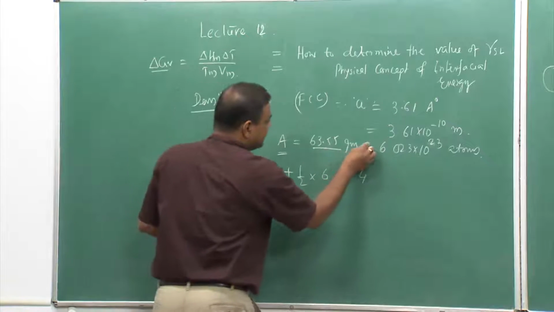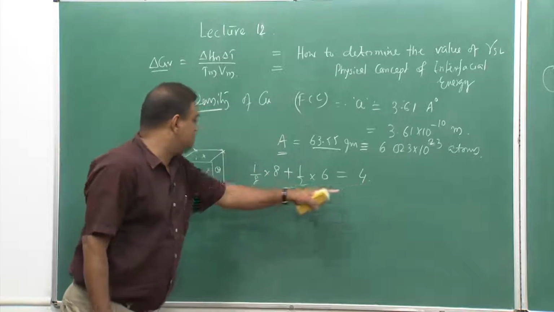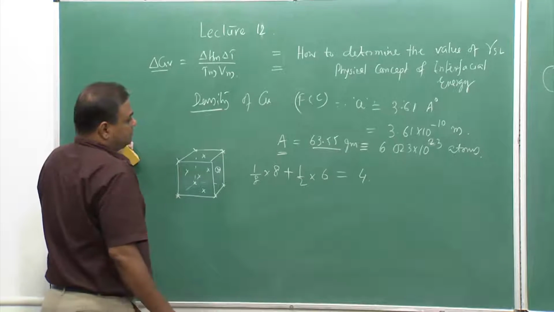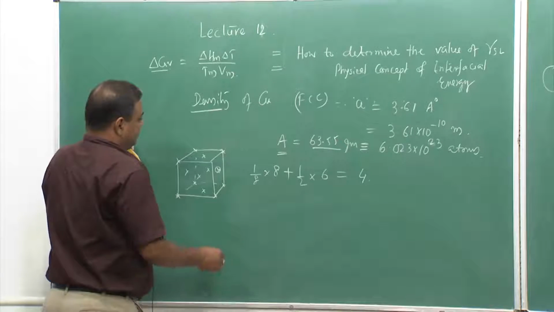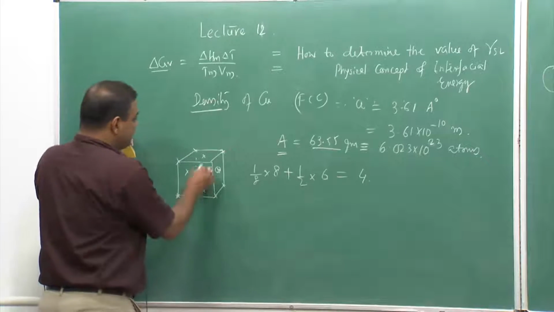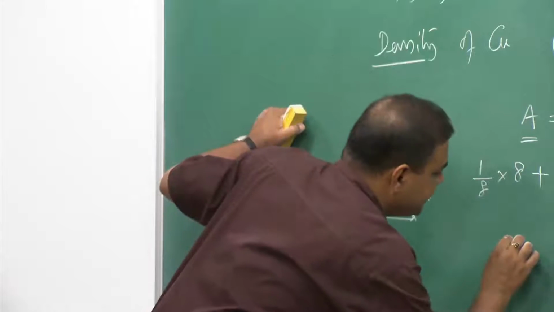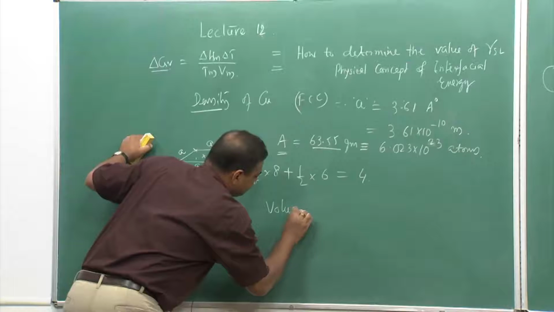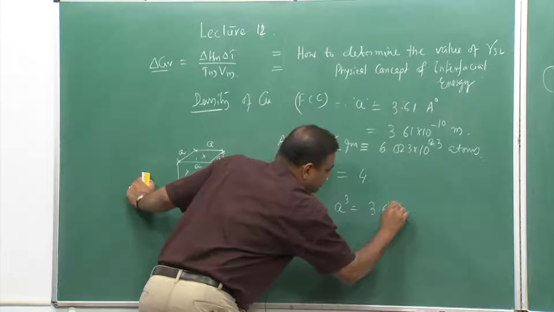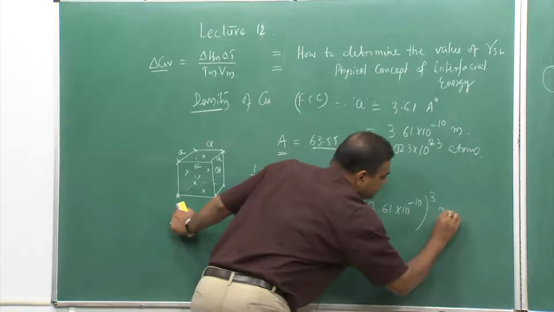So, this is equivalent to these many atoms of copper. I know 4 is the atom per unit cell. So, then what would be the volume of this unit cell? The volume of the unit cell, this is a, this is a cube. So, the volume would be a cube, equal to (3.61 × 10^-10)^3 meter cube.